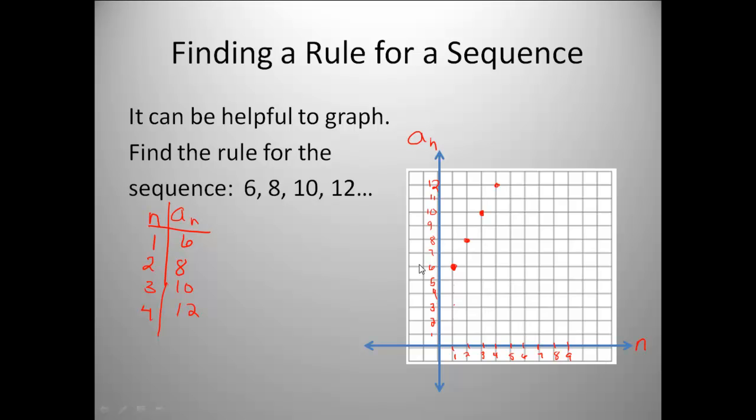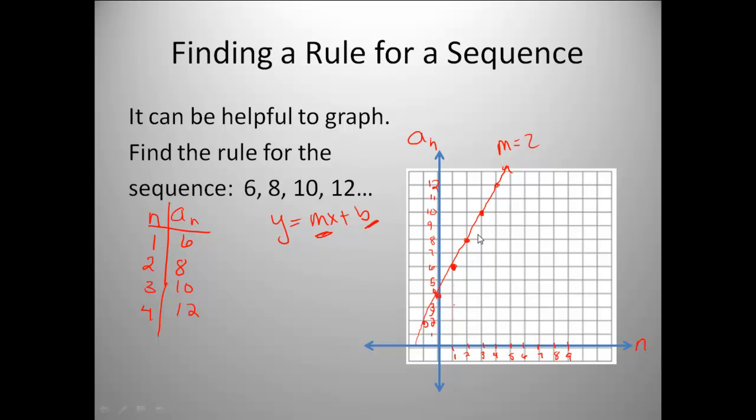Okay, I've gotten all my points plotted, and as you look at these, you can see that this is actually going to be a nice straight line with a slope of 2. So if I sketch my line in there, that tells me that my pattern for this, my rule to get this sequence, is going to be in the form y equals mx plus b. Now to figure out what that rule is, I need to figure out the m and the b.